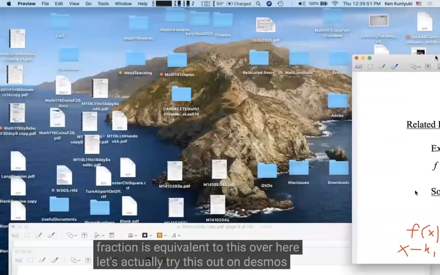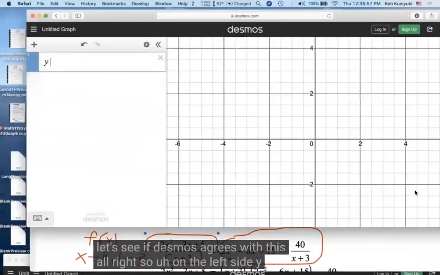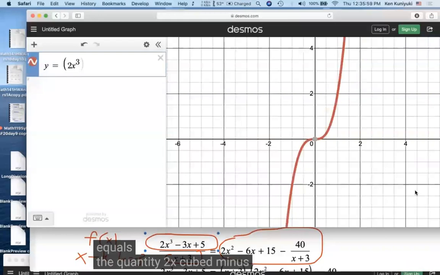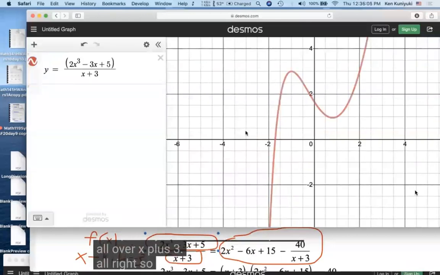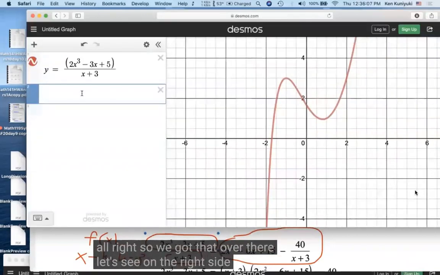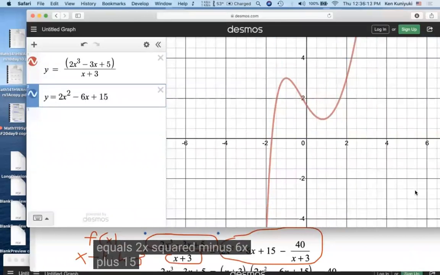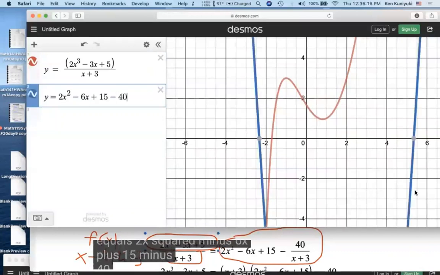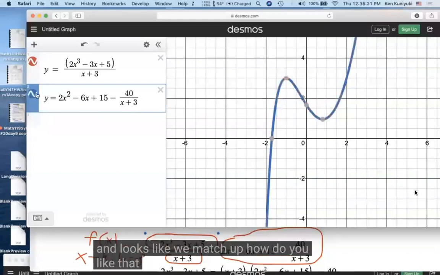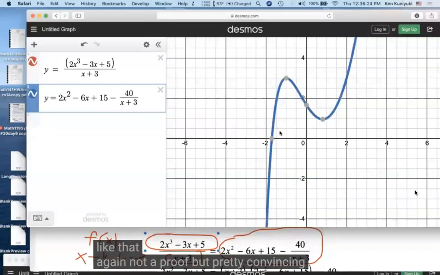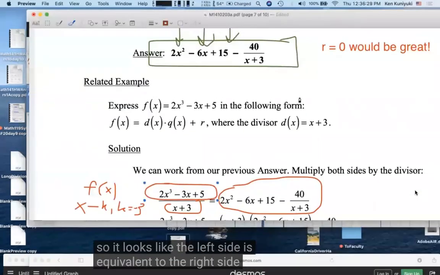Let's actually try this out on Desmos. Let's see if Desmos agrees with this. So on the left side, y equals the quantity 2x cubed minus 3x plus 5 all over x plus 3. All right, so we got that over there. On the right side, y equals 2x squared minus 6x plus 15 minus 40 over x plus 3. And it looks like we match up. How do you like that? Again, not a proof, but pretty convincing. So it looks like the left side is equivalent to the right side, visually.